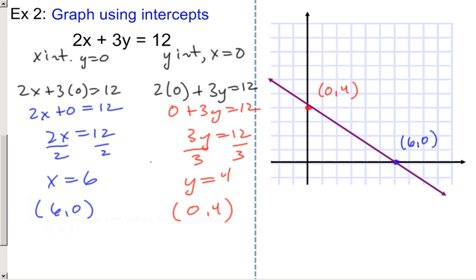Ta-da! And now you have a line of this graph, which is 2x plus 3y equals 12, is represented by this line, and we know that it intercepts at 0, 4 and 6, 0. Let's try the next example.